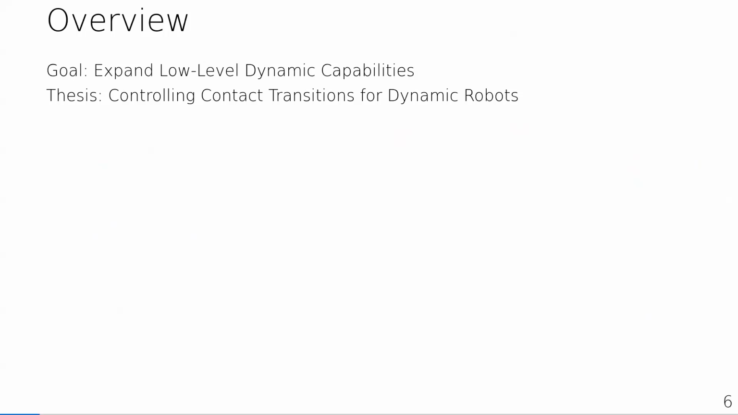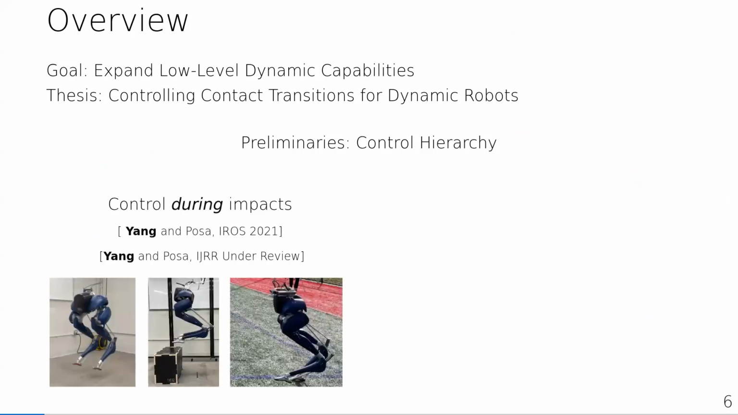The goal of my work is, by developing methods that can robustly handle contact transitions, we can expand the low-level capabilities of our robots. Today, I'll first go over some preliminaries about how we think about control, specifically the control hierarchy. Next, I'll talk about my work on control during impacts, which introduces this framework called impact invariant control that enables robustness to uncertainty in the impact event.